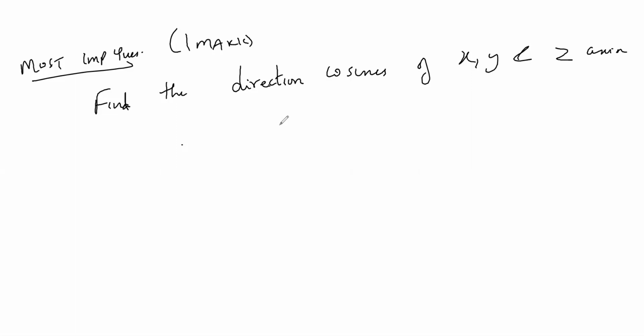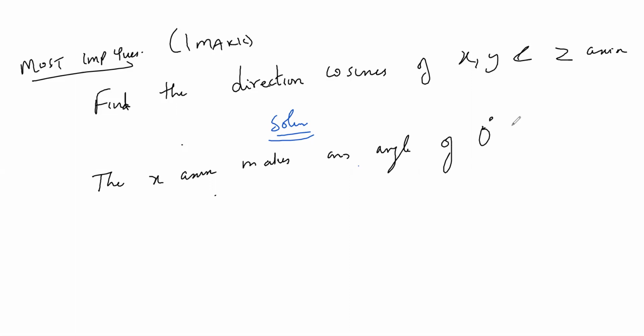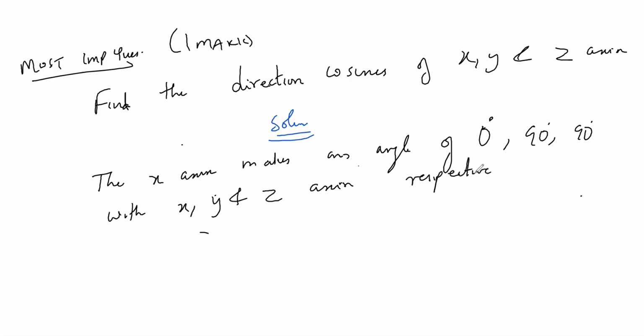So this is a very interesting question. So cos along x axis, what is it? The x axis makes an angle of 0 degree with the x axis, correct? 90 degree with the y axis and 90 degree with the z axis respectively. So the x axis makes 0, 90, 90 with the x, y and z axis respectively. Correct?